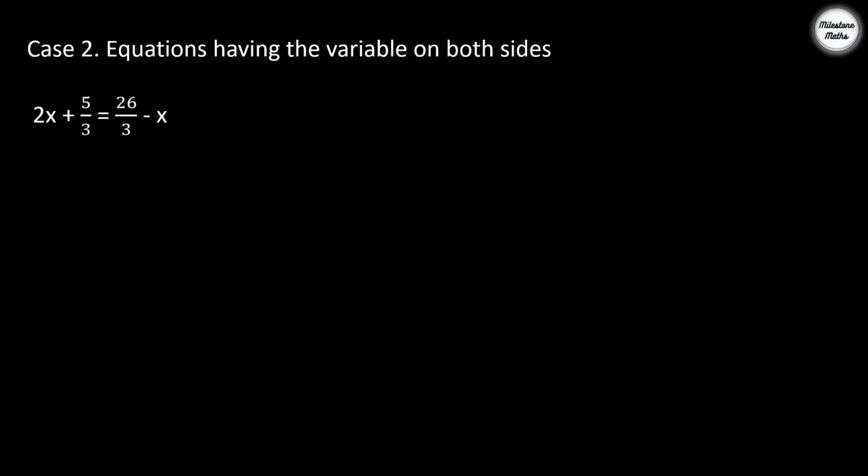Now again we are solving the equation. This is case 2, when the equation has the variable on both sides. What are you noticing here? The variable is on both the sides. See, here is also x and here is also x. Now we have to solve this equation. So what we have to do here? We have to transpose the variable on one side and all the constant terms to the other side.